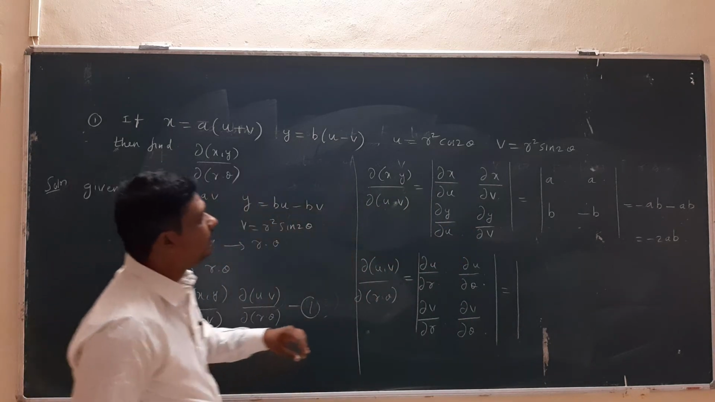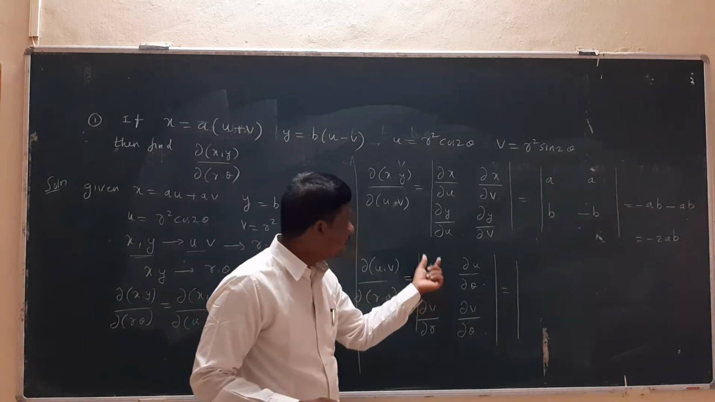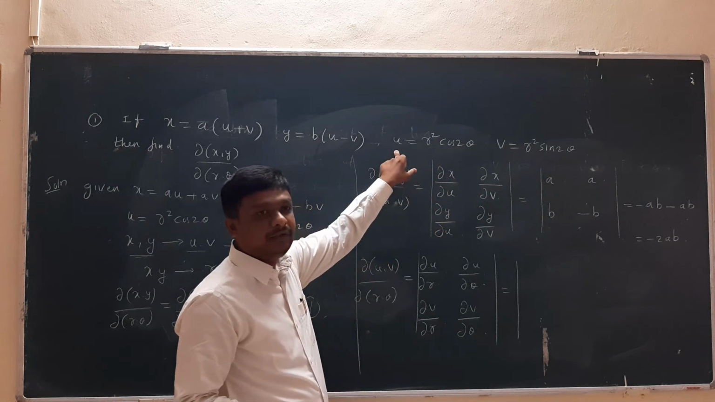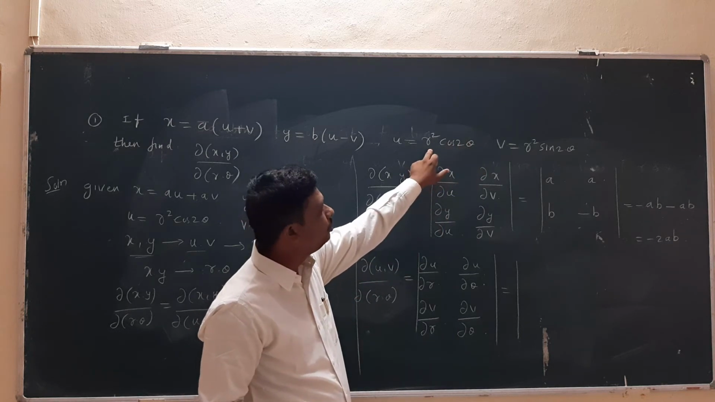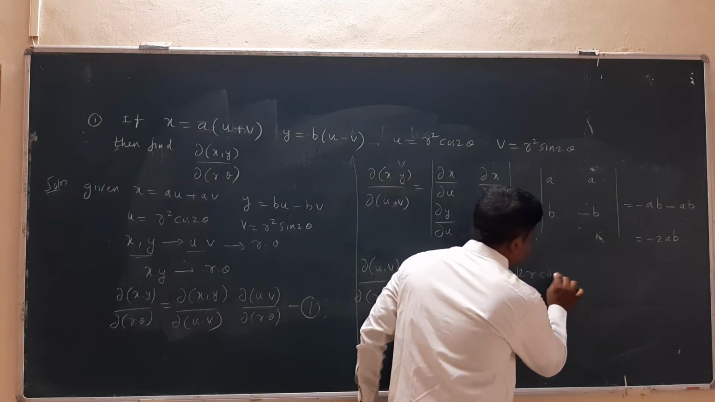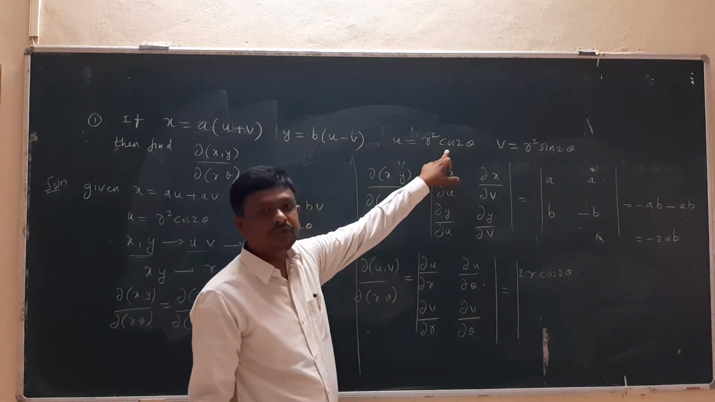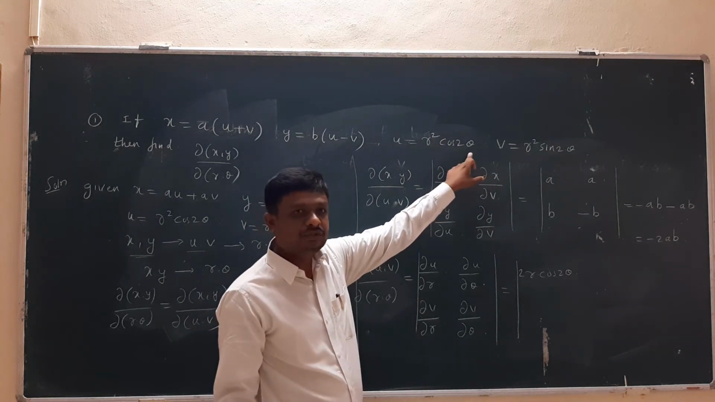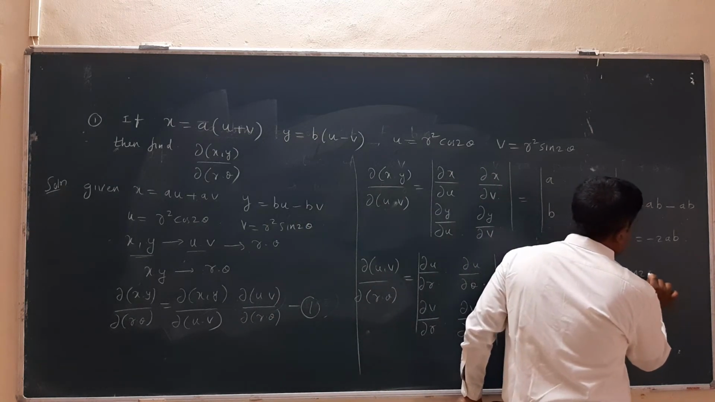Here we have to differentiate u with respect to r. Differentiating u with respect to r, obviously theta becomes constant. Here u is the dependent variable and r and theta both become independent variables. The derivative of r square is 2r, and the other factor is constant. So that is 2r cos 2θ. Then u with respect to theta, r square becomes constant. The derivative of cos 2θ is minus 2 sin 2θ. So there is minus 2r square sin 2θ.